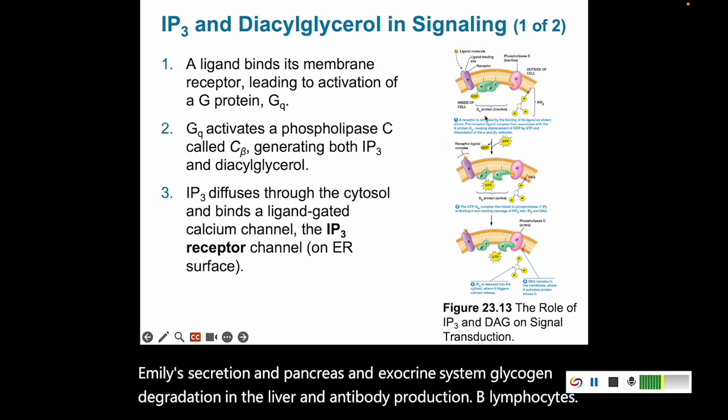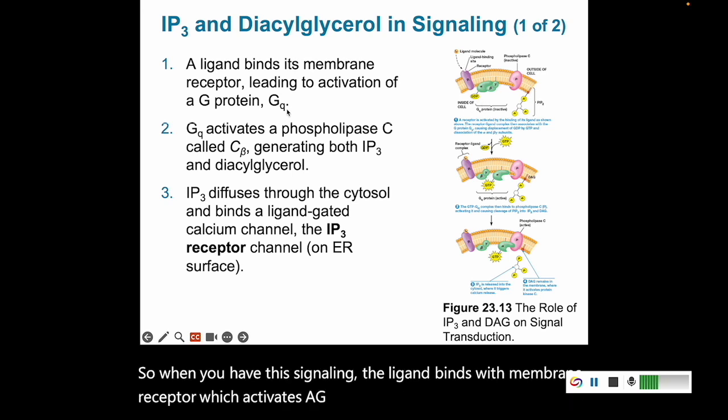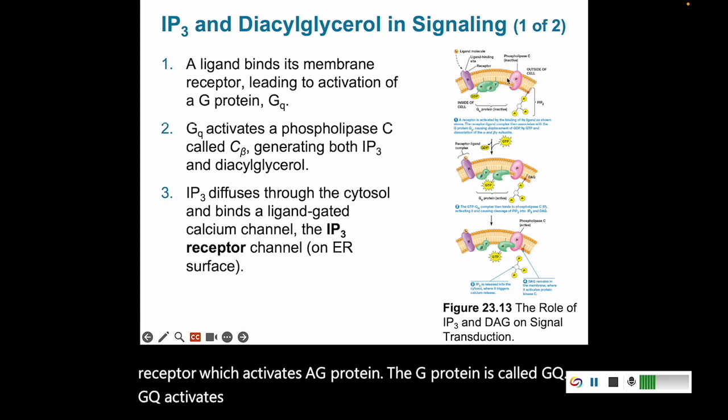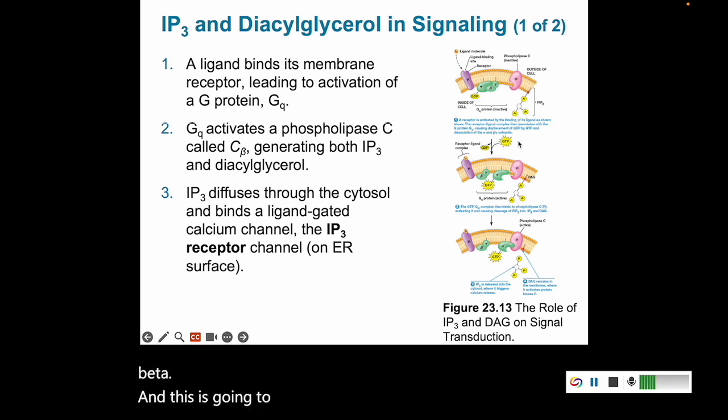So when you have this signaling, the ligand binds to its membrane receptor, which activates a G protein. This G protein is called Gq. Gq activates phospholipase C. This phospholipase C is called C beta, and this is going to cleave PIP2 into diacylglycerol and IP3. This IP3 can diffuse through the cytoplasm.